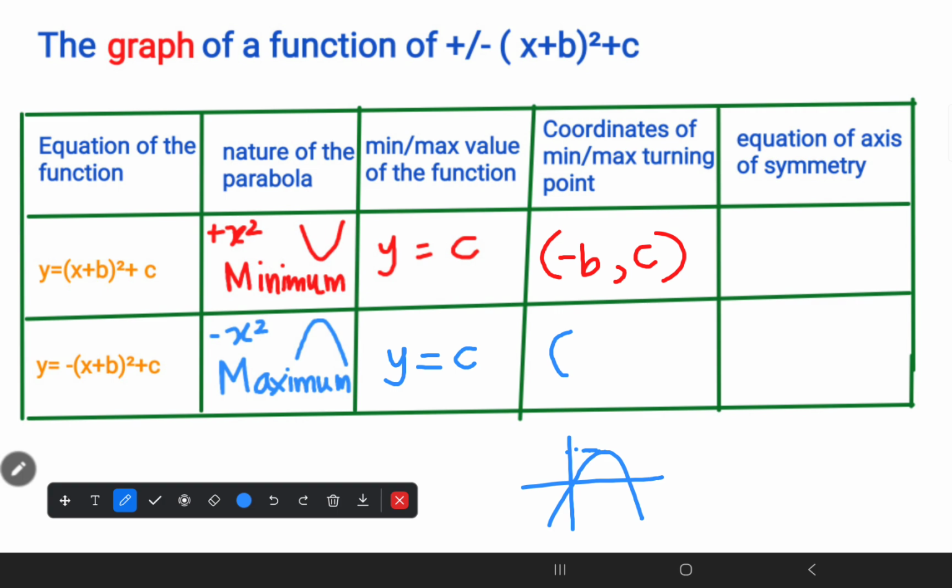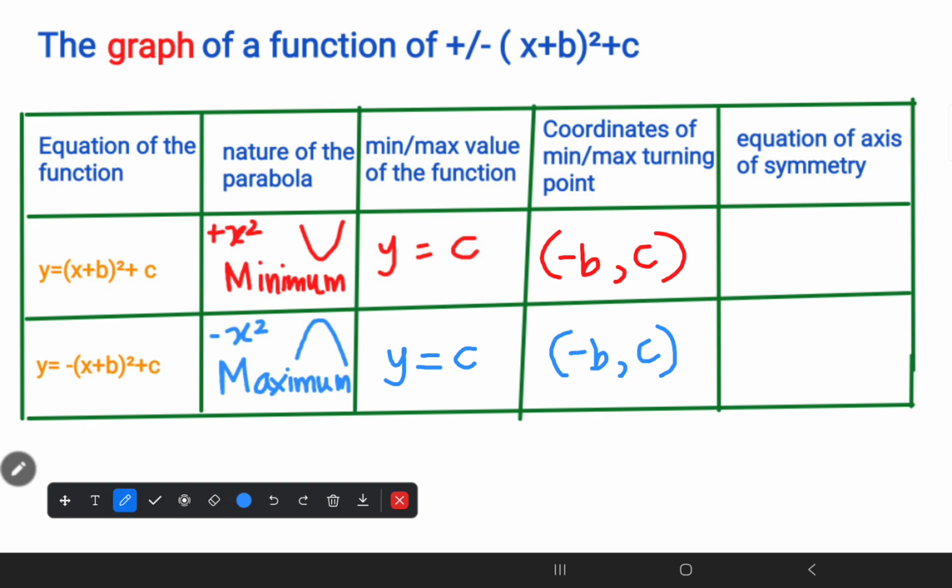So the coordinate of the maximum point would be negative b, the negative of the number inside the square. I am talking about that square number. It's negative b, comma c. This would be the turning point's coordinate.